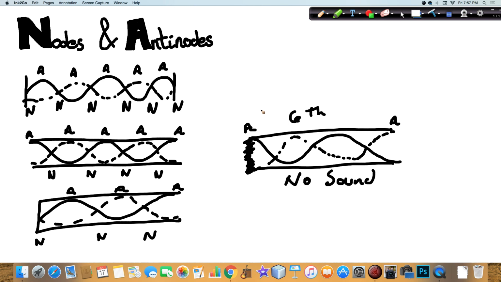And then we also talked about this one thing over here, the closed pipe. Even if you draw it a little differently, the even harmonics are always going to cancel out and still make no sound.